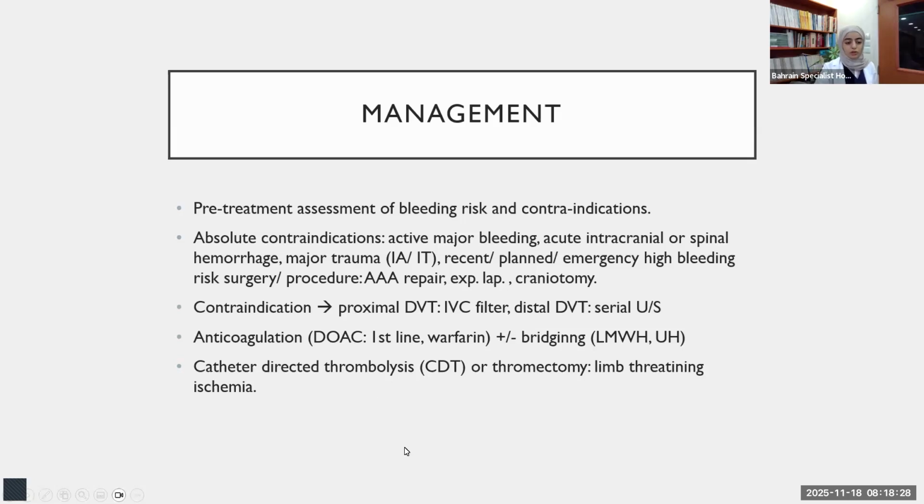For the anticoagulations, the recent recommendations recommend the direct oral anticoagulants as the first line. The second is the warfarin, plus minus the bridging by low molecular weight heparin or unfractionated heparin. For the agents like apixaban, they don't need the bridging, so they can be immediately started orally. But for dabigatran, for example, it will need a bridging.